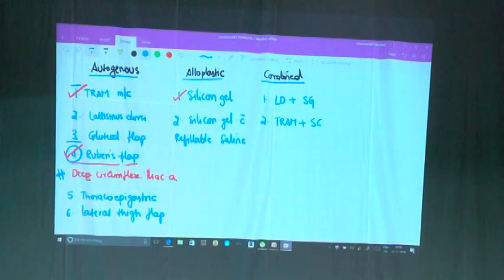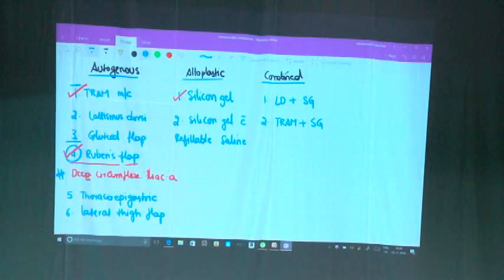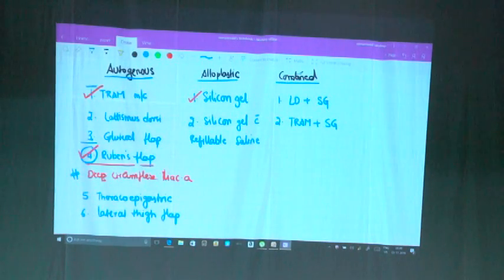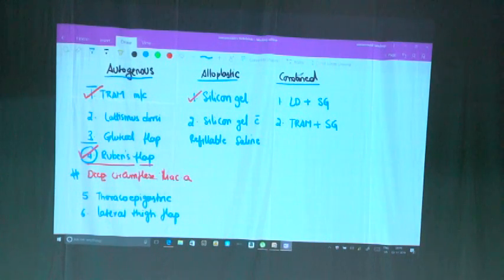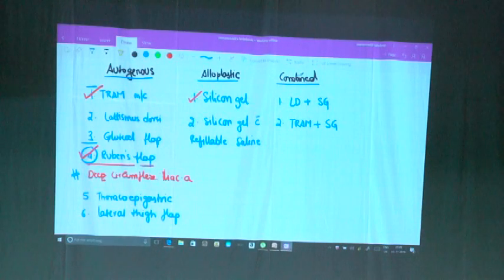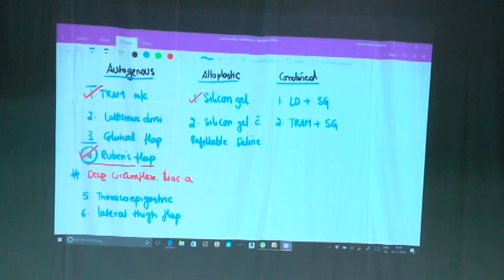Tram with silicon gel implant is the next preferred one. So these are the different grafts that you need to know, that is autogenous, alloplastic and combined. If I ask you, which is the overall most commonly used graft, not autogenous, not alloplastic, combined, overall most commonly used?